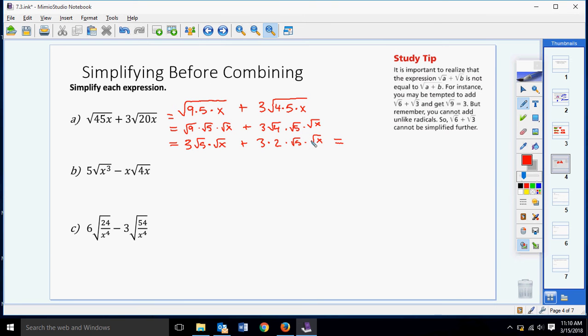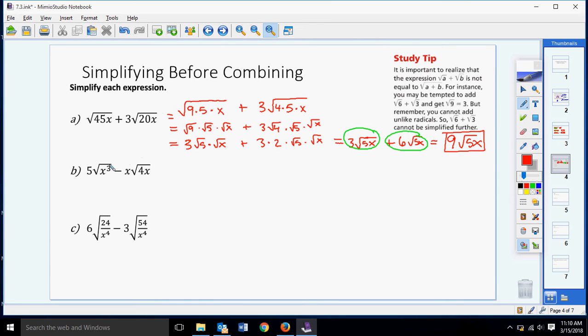So what this is, if I multiply these back, I get 3 square roots of 5x plus 3 times 2, which is 6 square roots of 5x. Now I have like radicals. My index is 2 on both of them, and my radicand is 5x. So I have a 3 plus a 6, and I get 9 square roots of 5x.